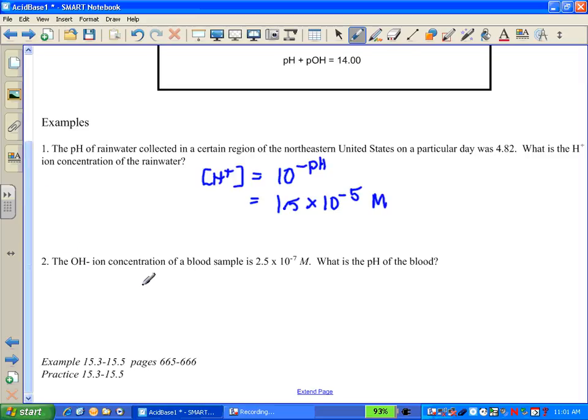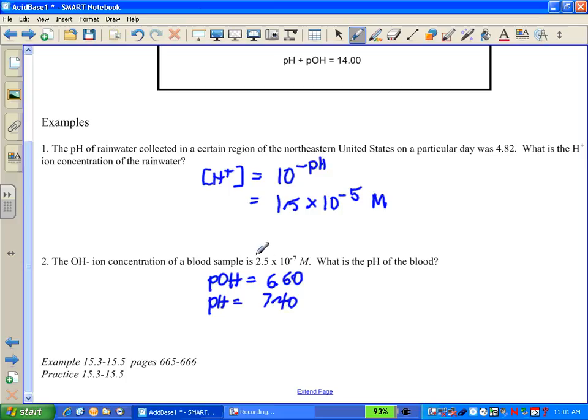The second example, the hydroxide ion concentration of a blood sample is 2.5 times 10 to the negative 7. What is the pH of the blood? Okay. There are a few approaches you could take. You could use the Kw to find the H plus and then find the pH, or you could find the pOH first by taking the negative log of the hydroxide concentration, okay, it being 6.60, and the pH is simply 14 minus that, which is 7.40.